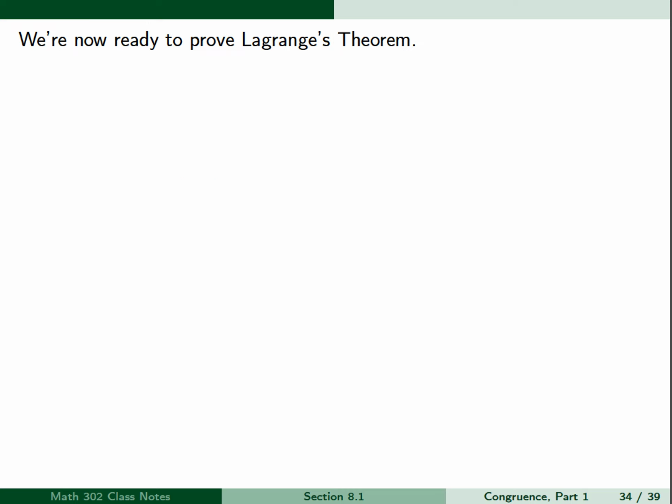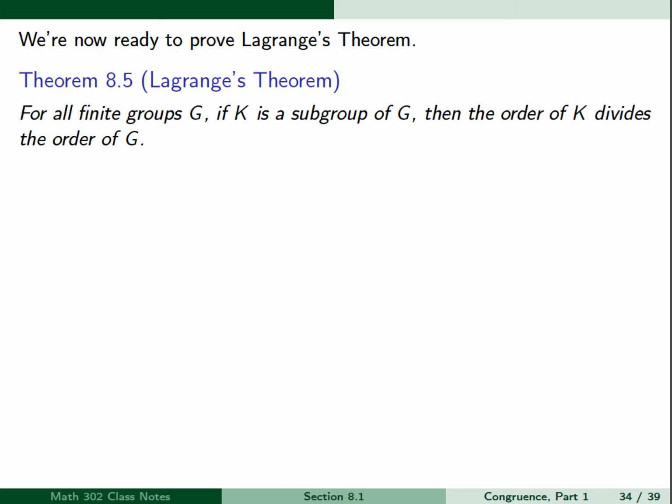We're now ready to prove Lagrange's theorem. This is Theorem 8.5, and what it says is: for all finite groups G, if K is a subgroup of G, then the order of K divides the order of G. In particular, the order of G is equal to the order of K times the index of K in G.